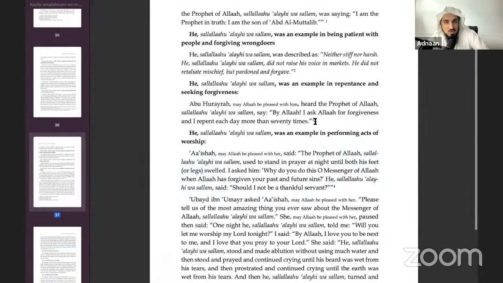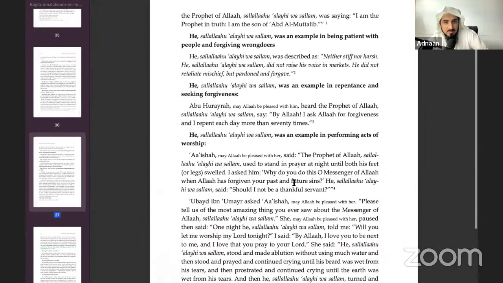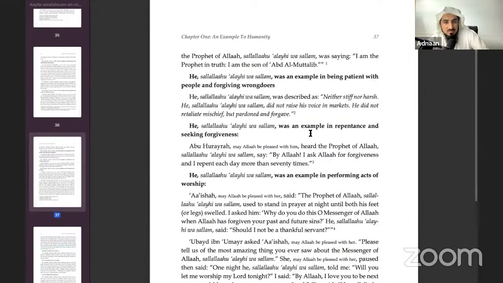That's why in the footnote, number 2, the takhrij, should be in Bukhari. Yes, Bukhari and Muslim. He was an example in repentance and seeking forgiveness. Abu Hurairah radiallahu anhu heard the Prophet say, by Allah, I ask Allah for forgiveness and I repent each day more than 70 times. And for us, it's extremely important to make tawbah and to repent.